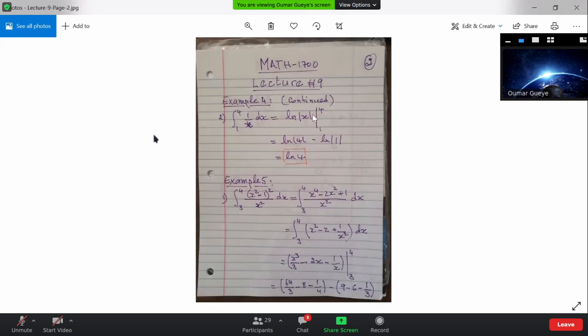As your friend said, the antiderivative of 1/x is ln of x, and you take it at 4 and at 1. It's going to be ln of 4 minus ln of 1, and you guys know ln of 1 is 0. That's why the solution is going to be ln of 4. We drop the absolute value because the absolute value of 4 is exactly equal to 4, and you're done.